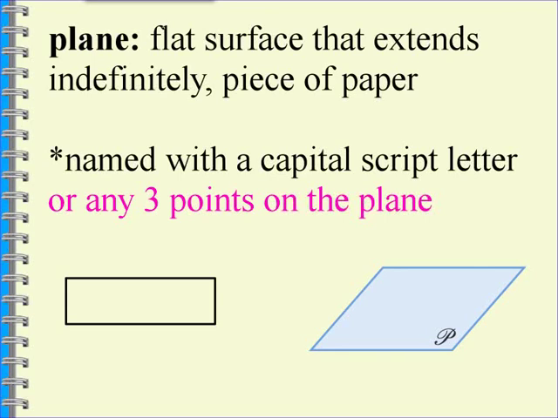I also want you to understand there is another way to name a plane, and that is to use any 3 points on the plane. Any 3 points, and that is in pink. So now what I'm going to do is add 3 points on the plane. So we'll just do this, A, B, C.